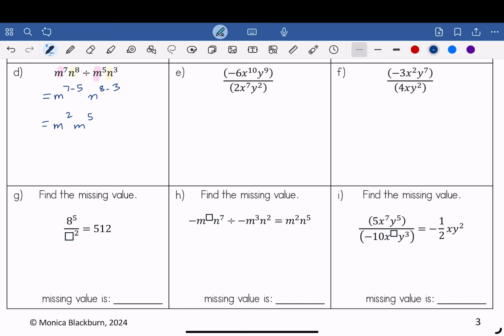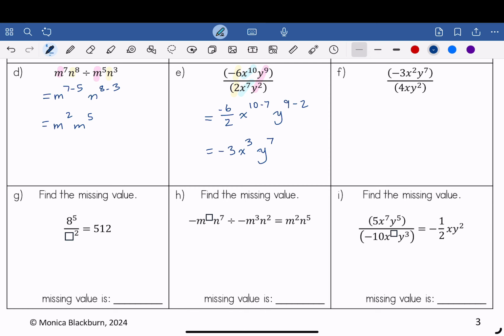And now we'll look at example E. We have two coefficients here, negative 6 and 2, x's and y's. So negative 6 divided by 2, x to the power of 10 minus 7, y to the power of 9 minus 2 is equal to negative 3 x to the power of 3 and y to the power of 7.